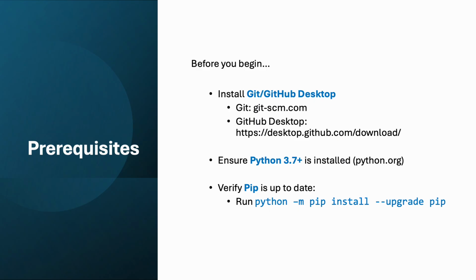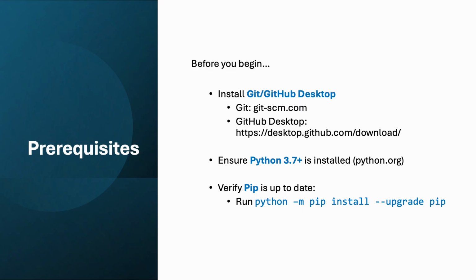So some prerequisites that you need before you begin to contribute to the project. Make sure that you have installed, if you haven't already, Git or GitHub Desktop. Here below you have the links to both respectively. You also want to make sure that since this project was made in Python, that you have Python 3.7 or above installed. If not, python.org is a great resource to get that.